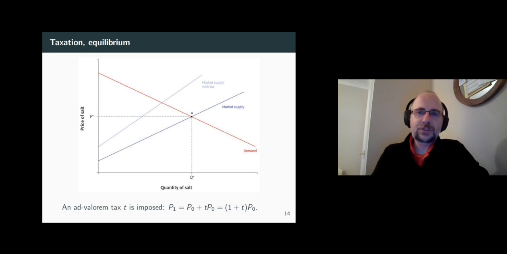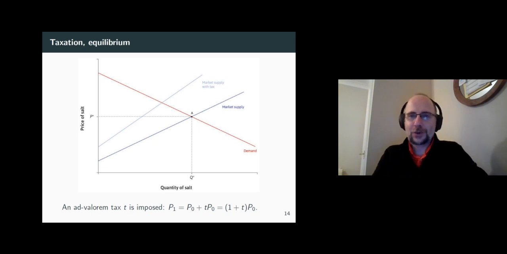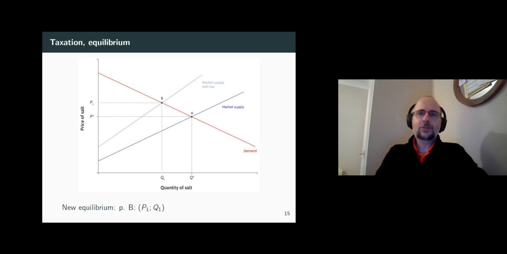And as a result, the new supply curve rises faster than the original supply curve. This is because each point of the old supply curve is not increased by a fixed sum, but is increased by a certain percentage of the old price. Okay, so what happens with equilibrium in this market? Note that the relevant supply curve now is the new one, the one which is produced after taxation. The old supply curve is just used for reference, for benchmarking, and for welfare analysis.